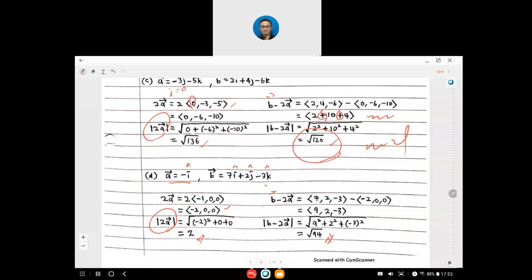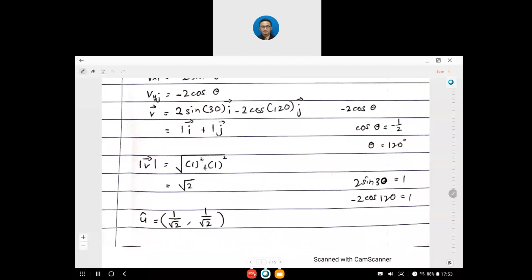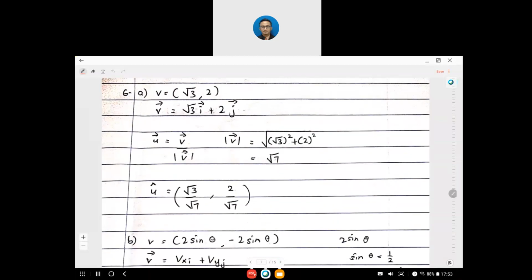Okay, understand? That one is for question 5. Now look at question 6. Express each of the following vectors in standard basis vector terms and find the unique vector. This one tells you to transform to standard basis. What is standard basis? It means in terms of I plus J like this, or plus K. This has I, J, K, with any values here. Okay. So A, vector V.